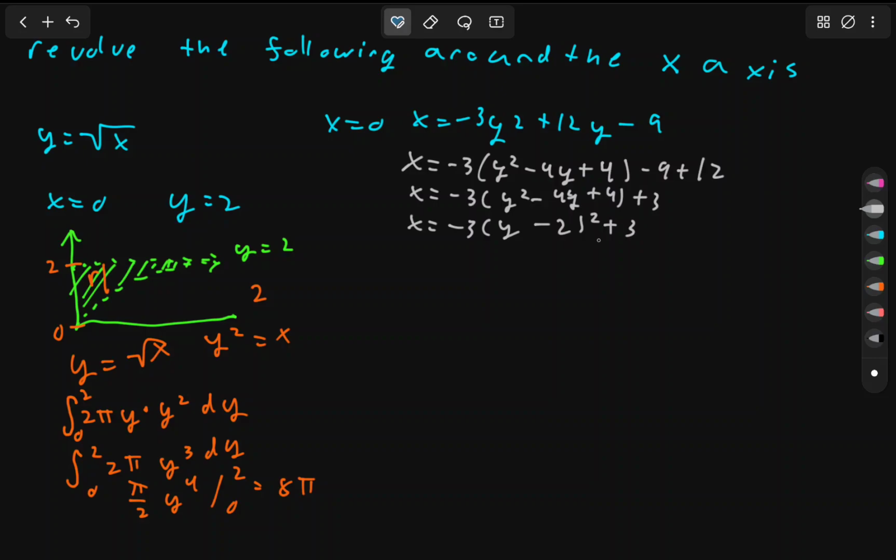And this tells us where our vertex is of our parabola. So in this case, it is going to be 2y down, or sorry, 2y up, rather. And then it's going to have a value of 3. And this is going to be a parabola that opens to the left. And we really want to know what is this volume if I were to rotate this area around the x-axis.